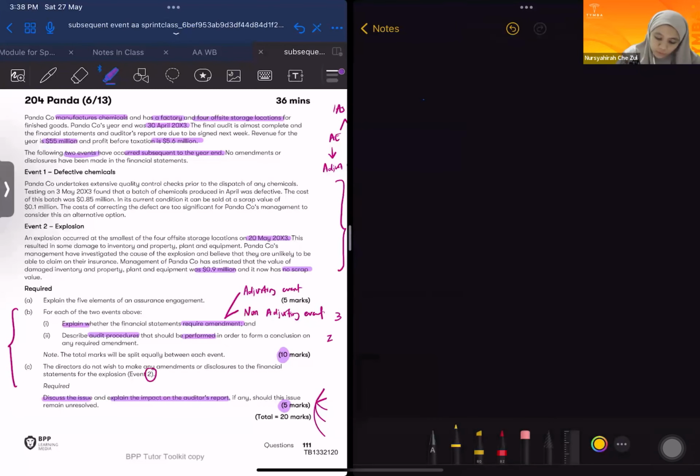Okay, so how to present this answer? We are going to answer B1, right? So you put in here event. I'm going to demo to you, write up to you on event 2 only. Explain whether FS require amendment.